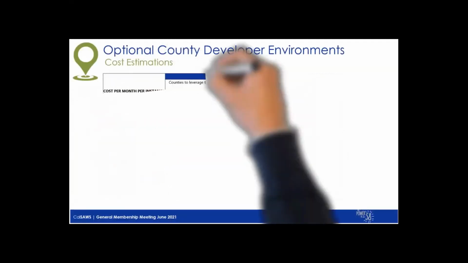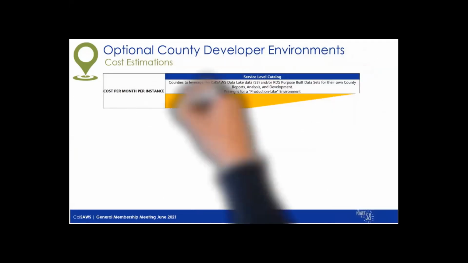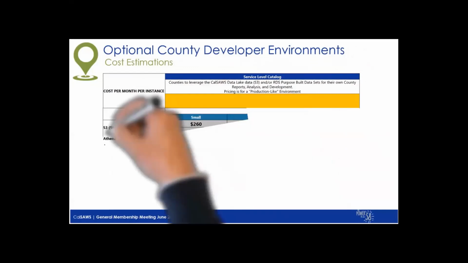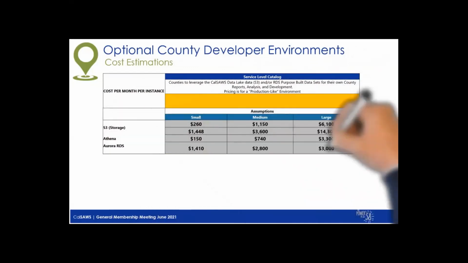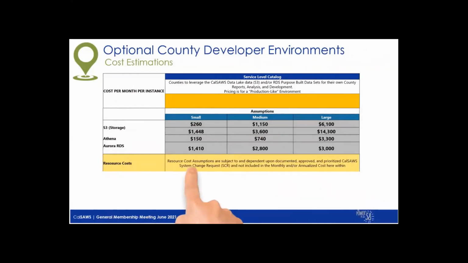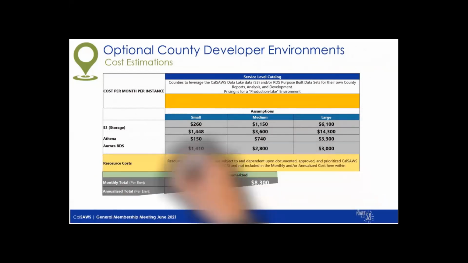Cost estimations have been done, and a summary of those numbers are provided here. This pricing is for a production-like environment. Please note that these are estimated costs and that counties will be invoiced for the actuals if they choose to pursue these options. Detailed cost estimations can be made available on request.